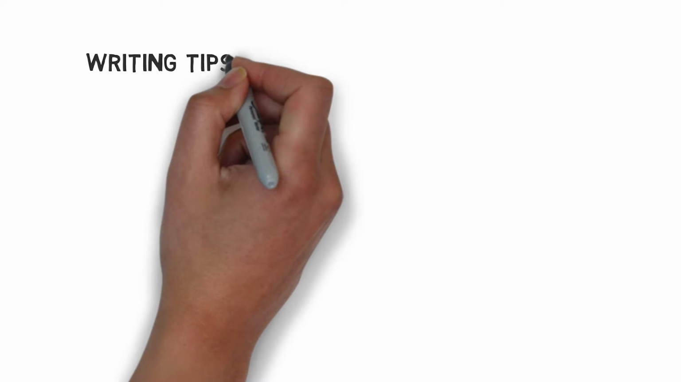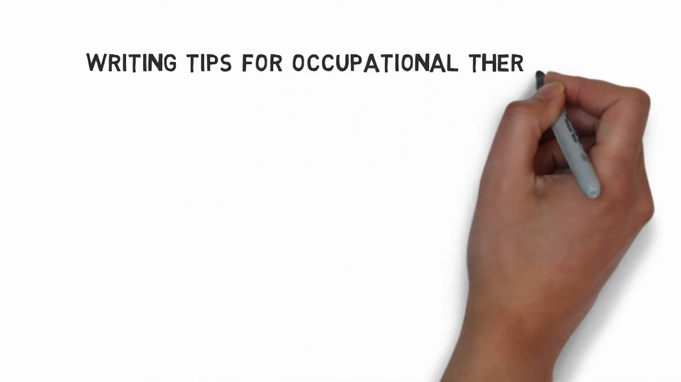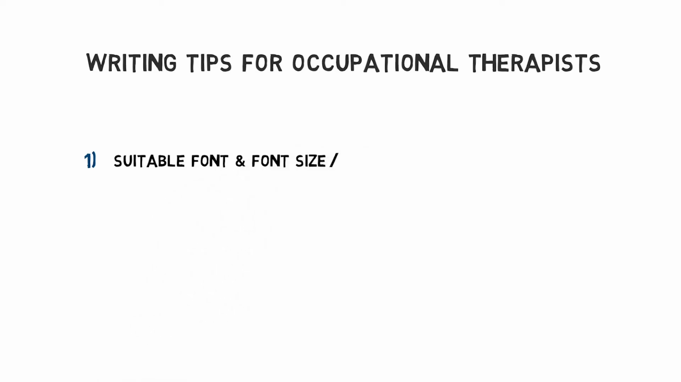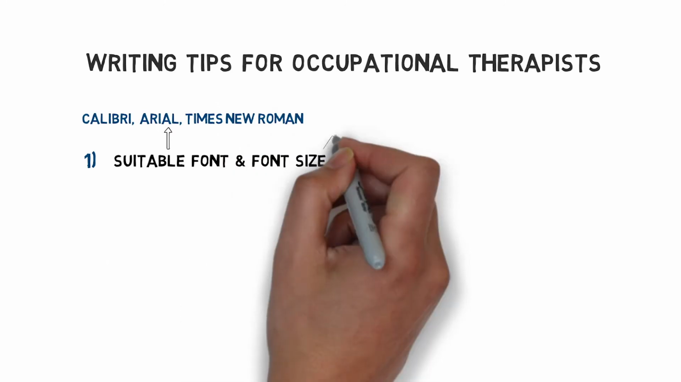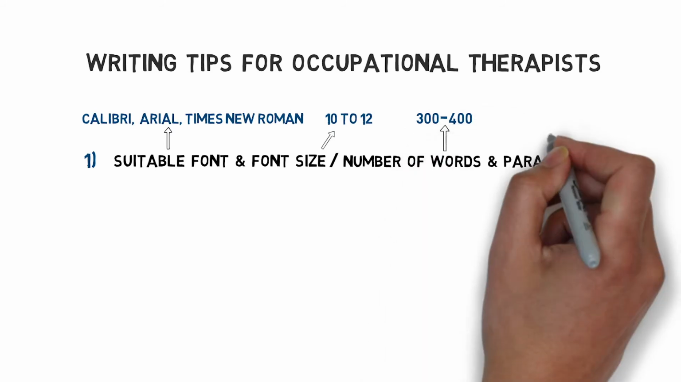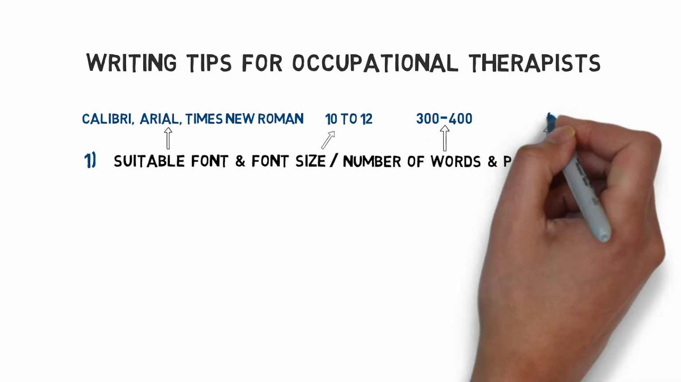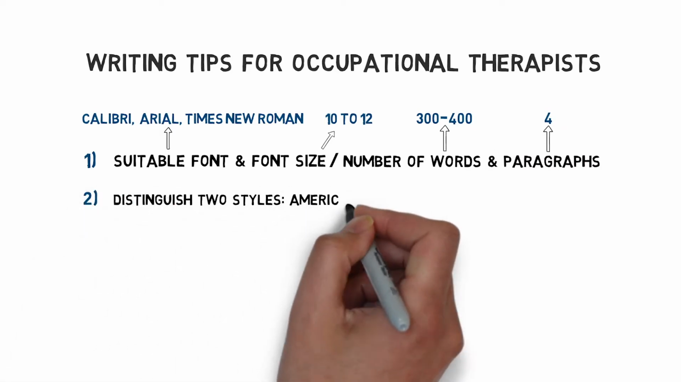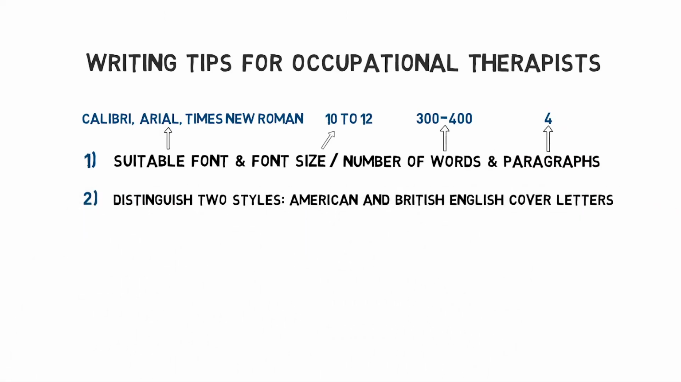Now before I get started, let me first emphasize the most important writing tips for occupational therapists. First off, use a standard font and font size that is easy to read. Basic fonts like Calibri, Arial or Times New Roman with a 10 or 12 point font size will do. Keep a word count of around 300 to 400 words on a one-page document and divide your cover letter into 4 paragraphs.